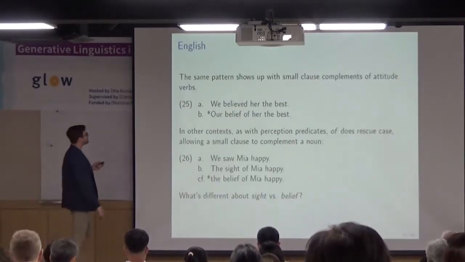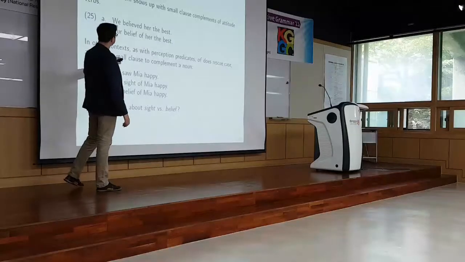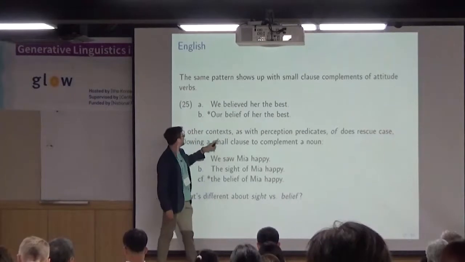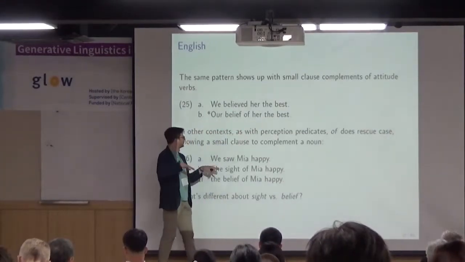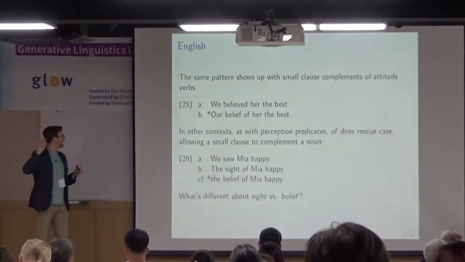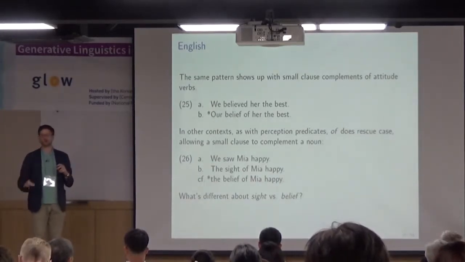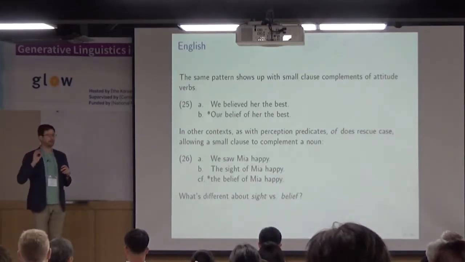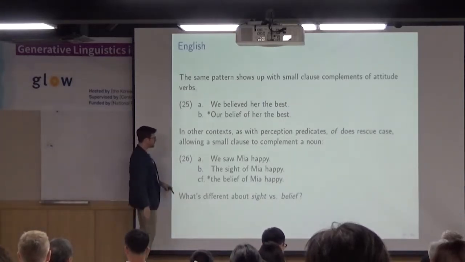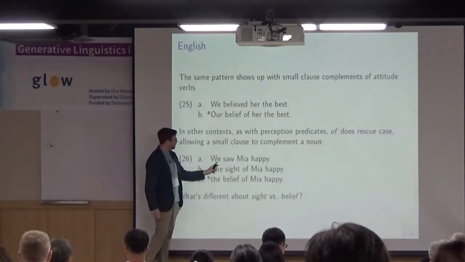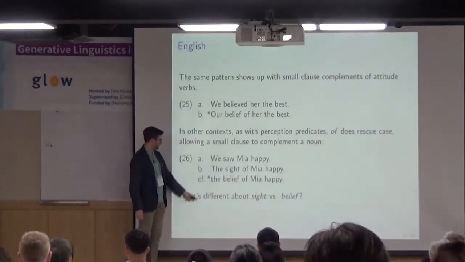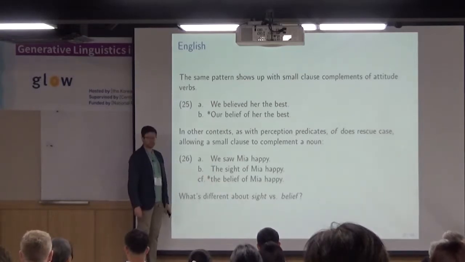The same pattern shows up with small clause complements. This will be sort of important. We believed her to be the best, fine, but our belief of her the best, no good. But here's a crucial thing. It's not that small clauses can't complement nouns. When you move to perception predicates, they're perfectly happy complementing nouns. We saw Mia happy. The sight of Mia happy is perfectly good compared to the belief of Mia happy.